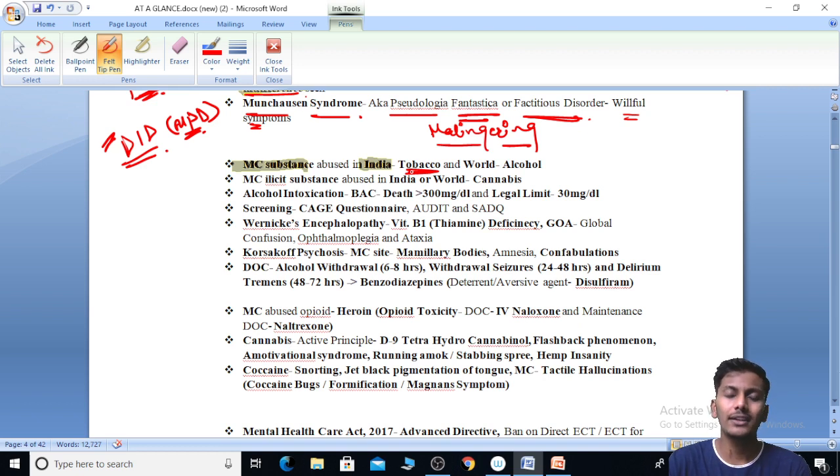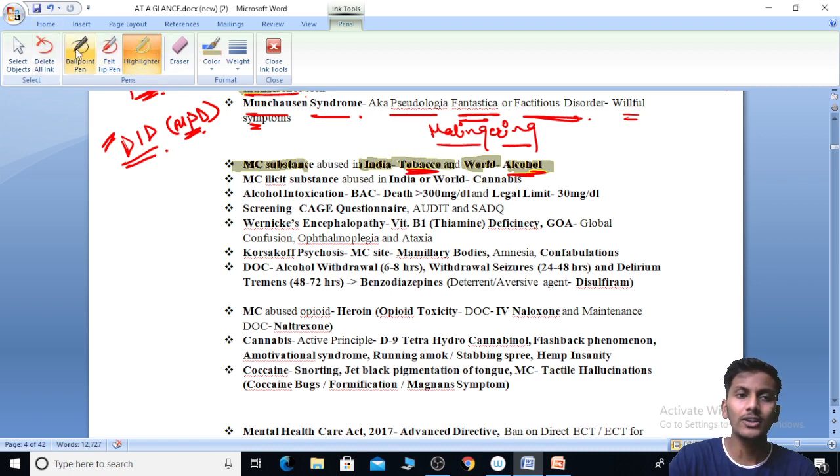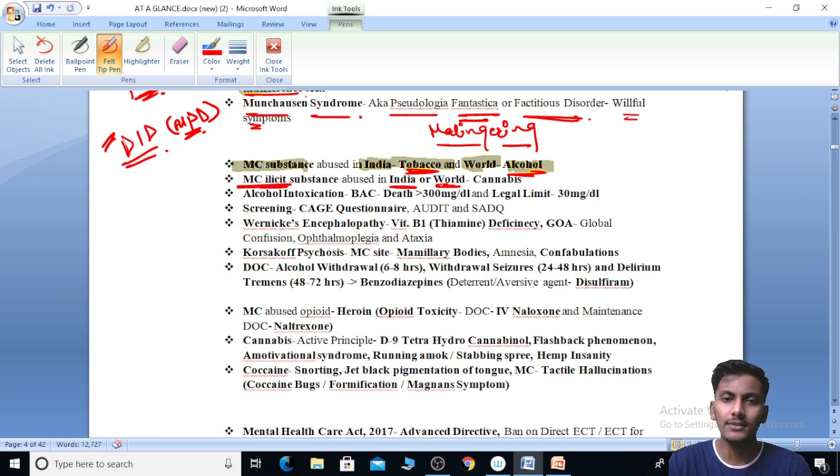The most common substance abused in India is tobacco, whereas the most common substance abused worldwide is alcohol, guys, right? Important one. Now, but please remember, guys, tobacco or alcohol, these are not illicit substances. These are not illegal substances. So which is the most common illegal or illicit substance which is abused in India or worldwide? The answer would remain same. Whether they ask about India or worldwide, if they are asking about illicit or illegal substance, then the answer would be one and only cannabis. So please remember, most common illicit substance abused in India or worldwide is cannabis.